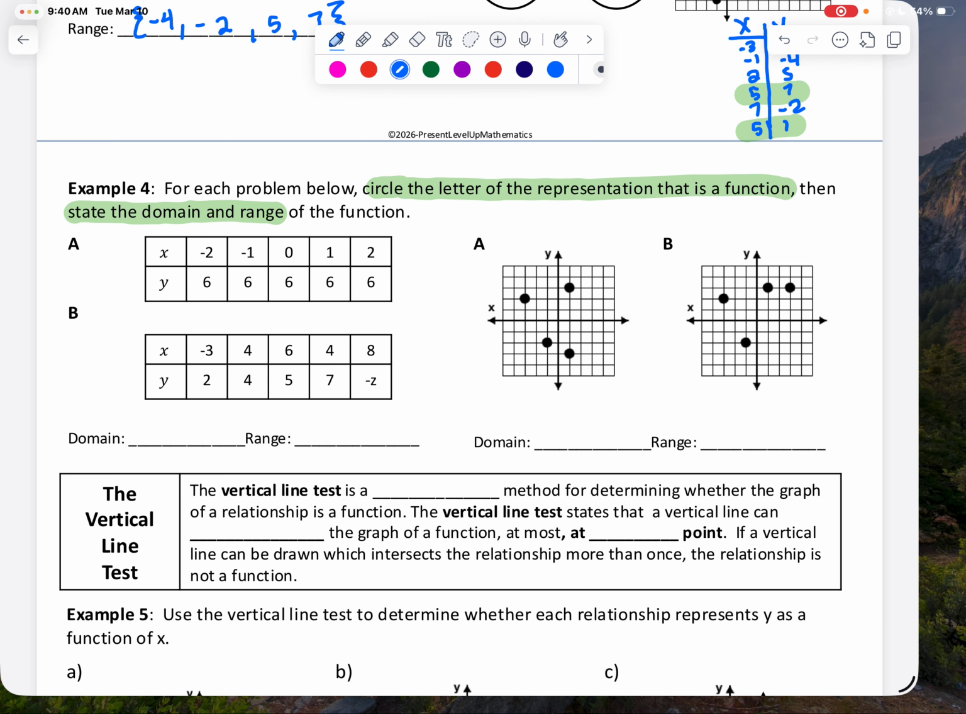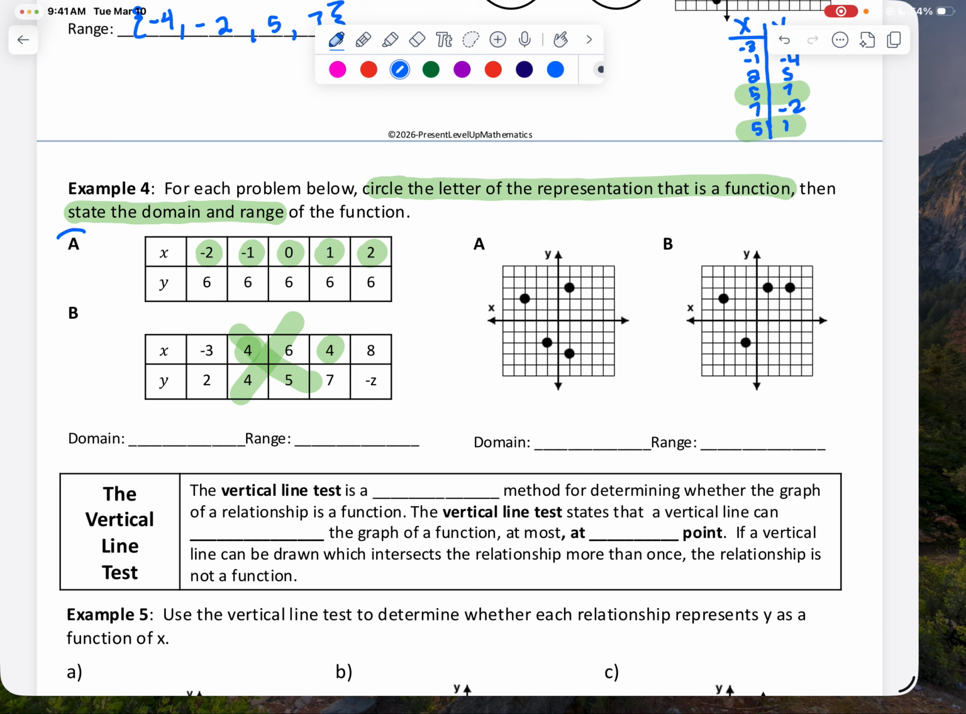All right, so look at problem A, or the first example. We have two tables, table A and table B. To tell us something's a function in table form, you're going to look at the X values and see if any of them repeat. -2, -1, 0, 1, and 2. None of the X values repeated. Okay, look at table B. -3, -3, 4. Uh-oh. That X value repeated. So this one, not a function.